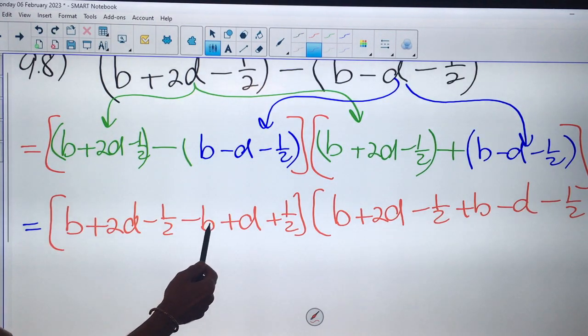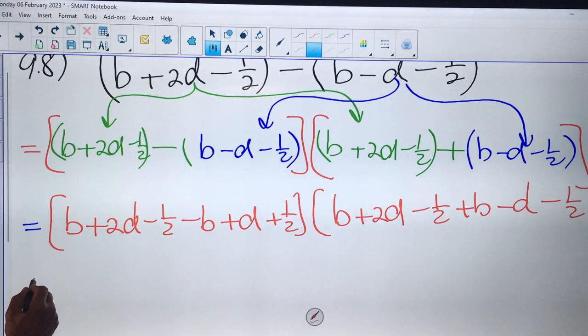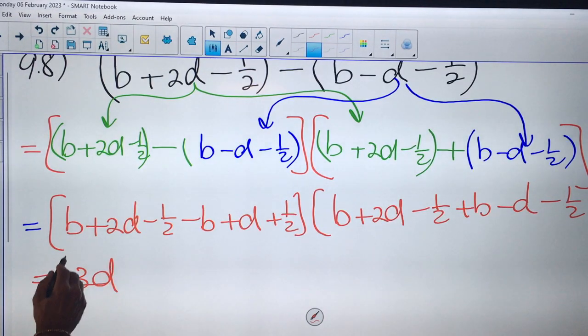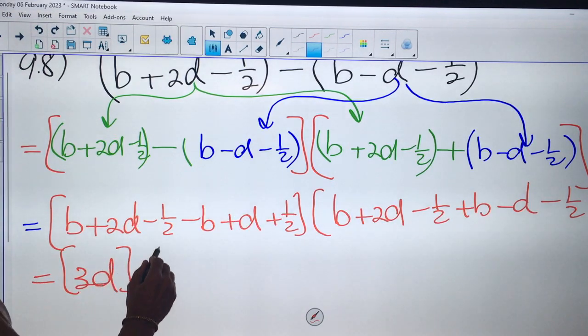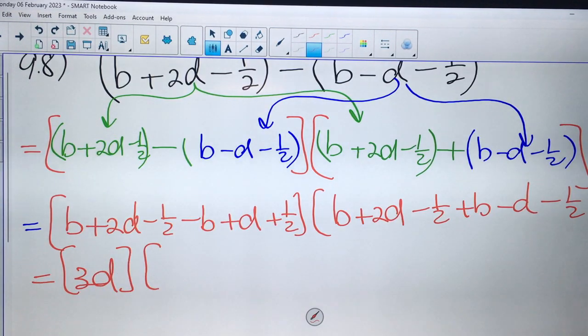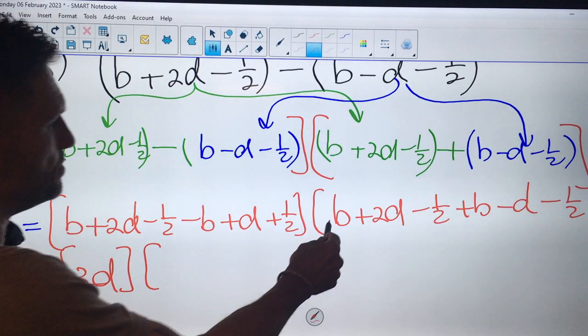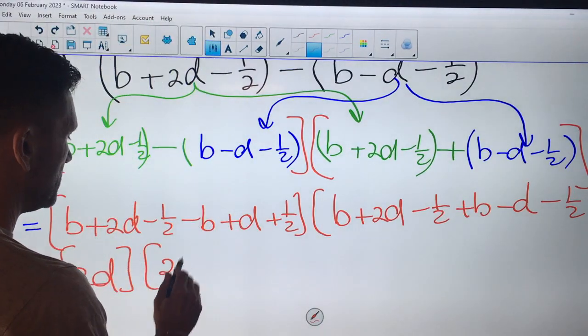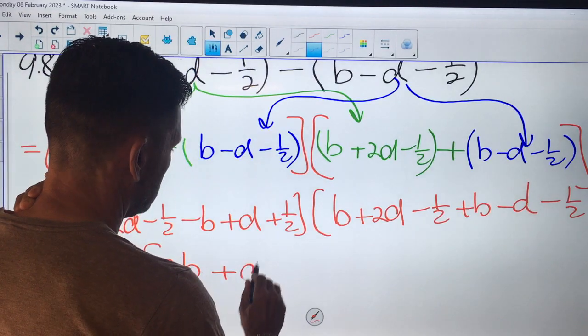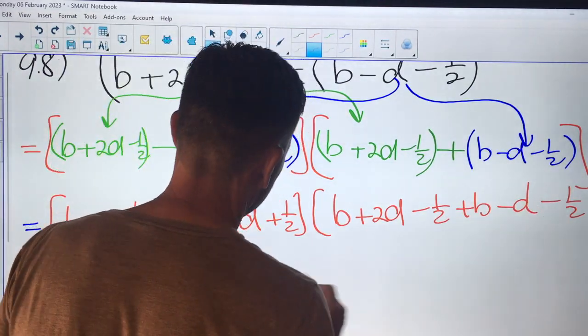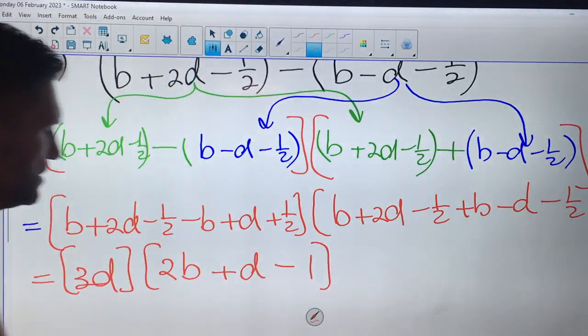Then I'm going to collect like terms. b minus b, they cancel out. Here's 2d plus 1d, so that will give us 3d. Minus a half plus a half, so the halves are also gone. So we're left with the 3d only in the first bracket. Second bracket, here's a b plus a b, that gives us 2b. Here's a 2d minus a d, so that will be plus d, minus a half is minus 1.